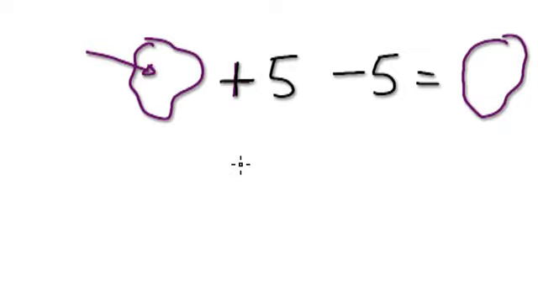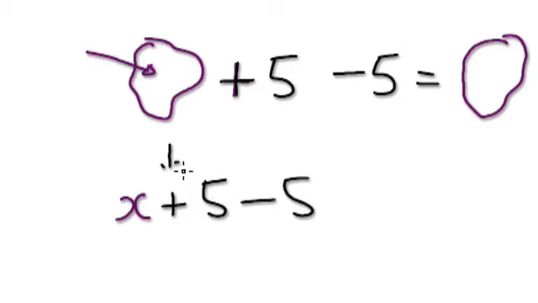So again, this is a rubbish trick, and there's a reason why it's rubbish. If you think of any number x, and you add 5 and then take away 5, because adding is the opposite of taking away, they cancel each other out.